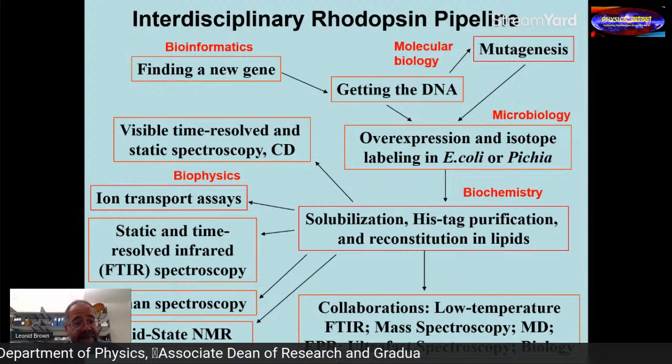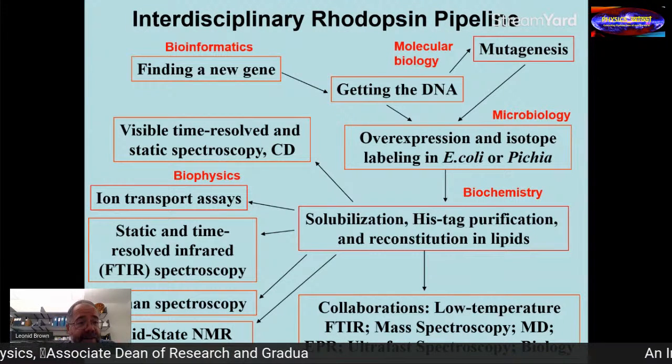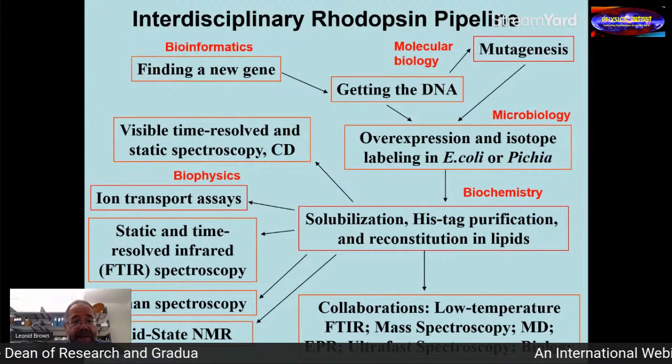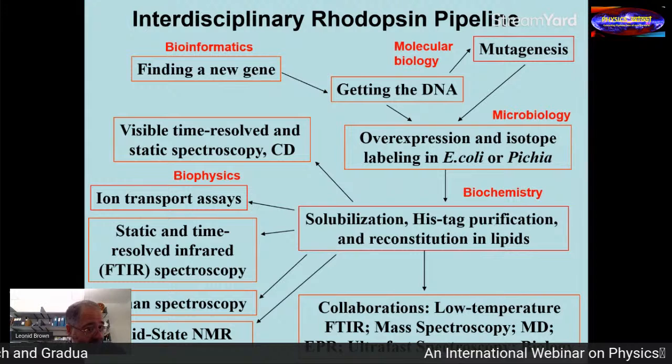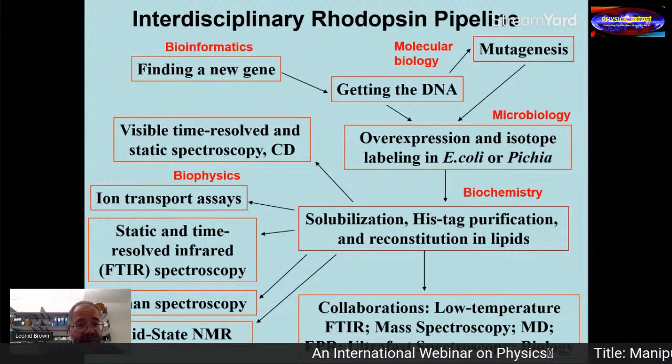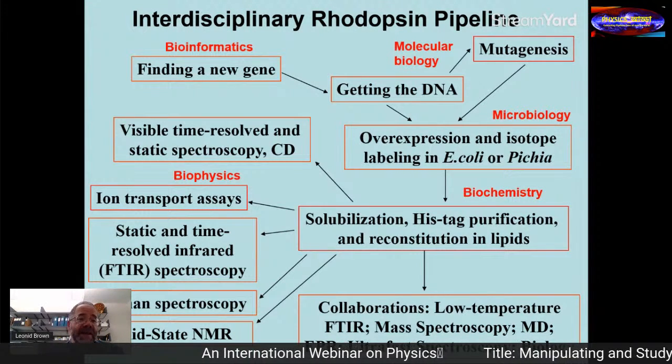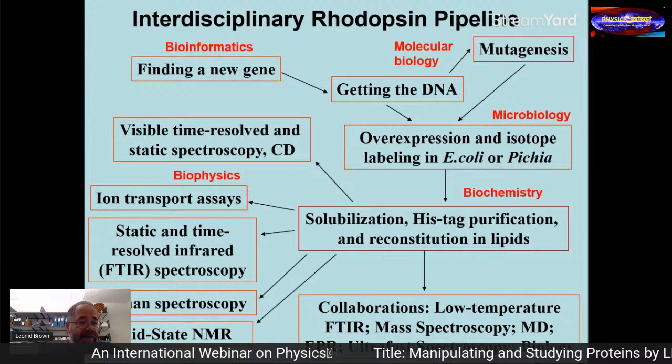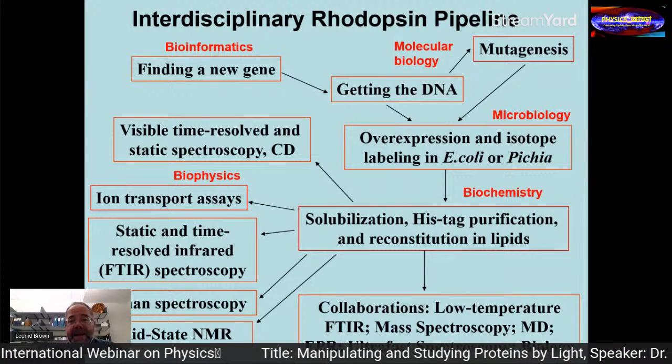So we start with finding some new genes. This is so-called bioinformatics. We are doing searches, trying to find something new and unusual, and then we try to characterize it. To characterize it, you have to make it.